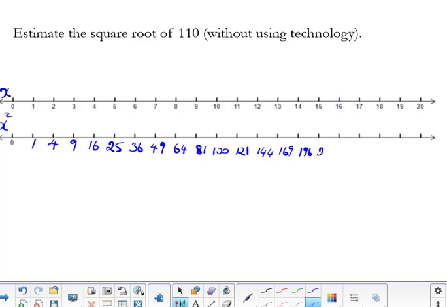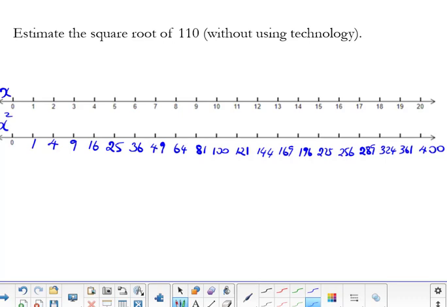196, 225, having to write fairly small here. What's 16 to the power of 2? 256, 289 for 17 squared, 18 squared of course, 324, and 19 squared is going to be 361, and finally 20 squared is equal to 400.